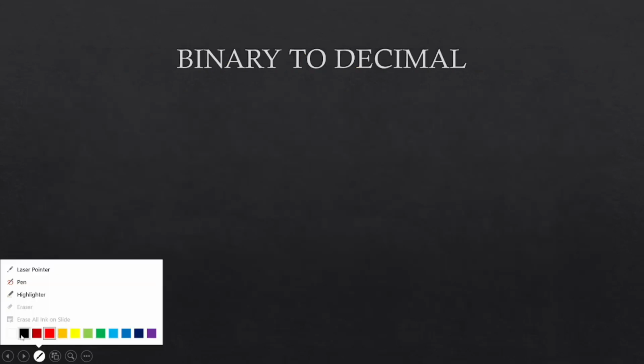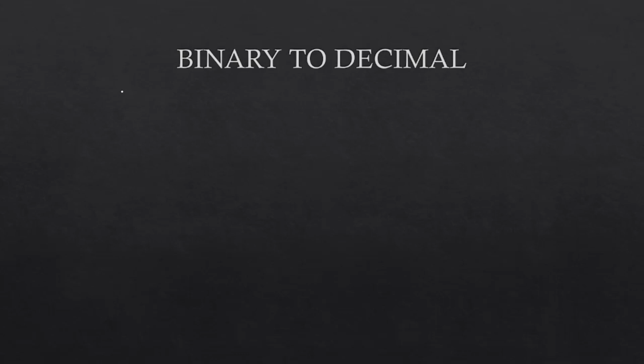For example, I want to convert a binary number. Always remember, a binary number should have only zeros and ones. So I am taking 11011. This is the binary, and I am going to convert it to decimal. This one we can call base 2, and this one is called base 10. Clear? Now how can you do that?